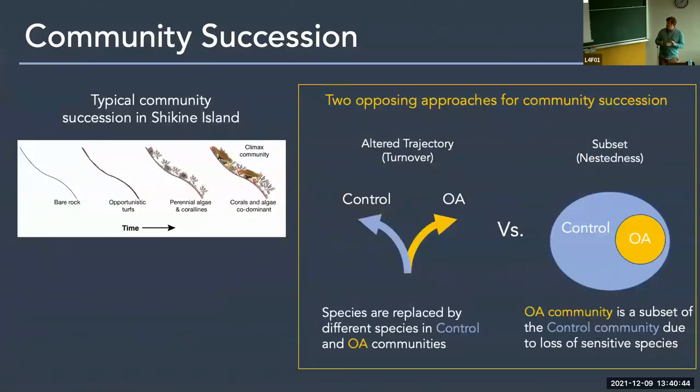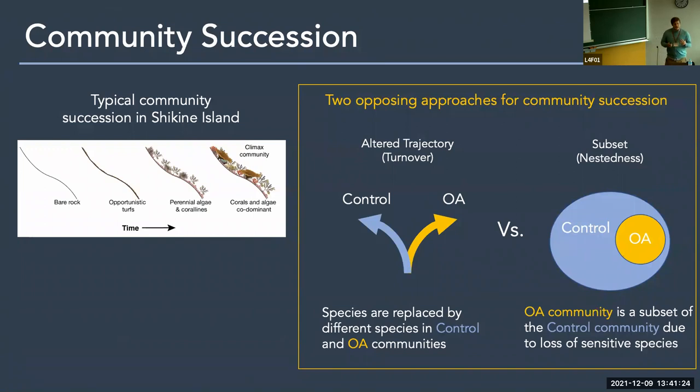So one of the first things we want to understand when looking at how a community changes is to consider the community succession. So here we're talking about when you have a bare rock or a bare substrate, how that community will develop over time and reach its final state, its climax community. Typically, because of the latitude of Shikine, which is between the subtropical and temperate, you will have a slow increase of crustose coralline algae coming in, and then you'll get various other macroalgae and coral settling within the site.